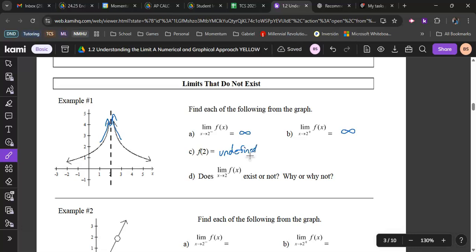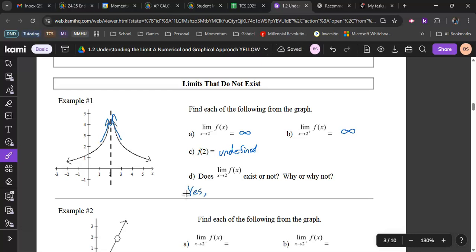I didn't understand that one. It's because you're trying to think only about what you're doing now. You can't do that. You have to think about what we've done before, too. If I say f of 2, I'm asking you for pre-calc answers. What is the value at 2? Not the limit, the value. There is no value because it's a vertical asymptote, so it's undefined. The next part is, does the limit exist or not? Why or why not? Yes, it does.